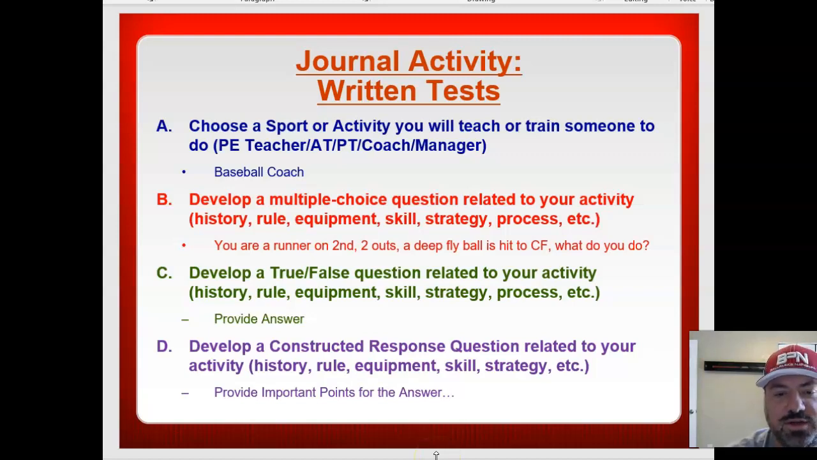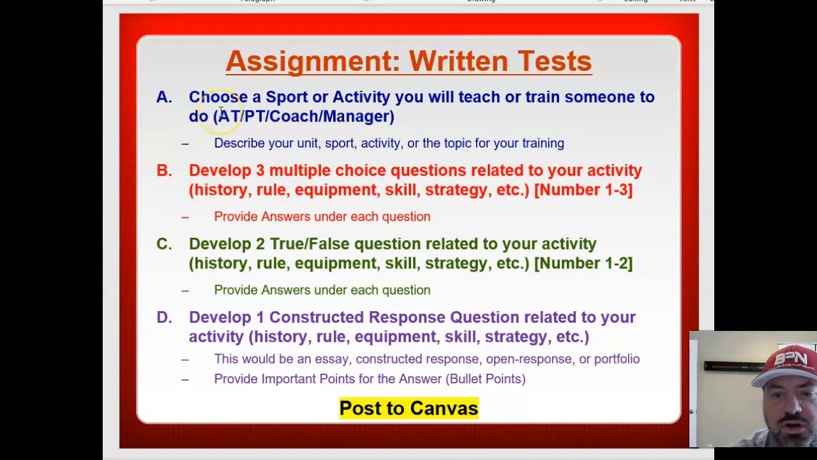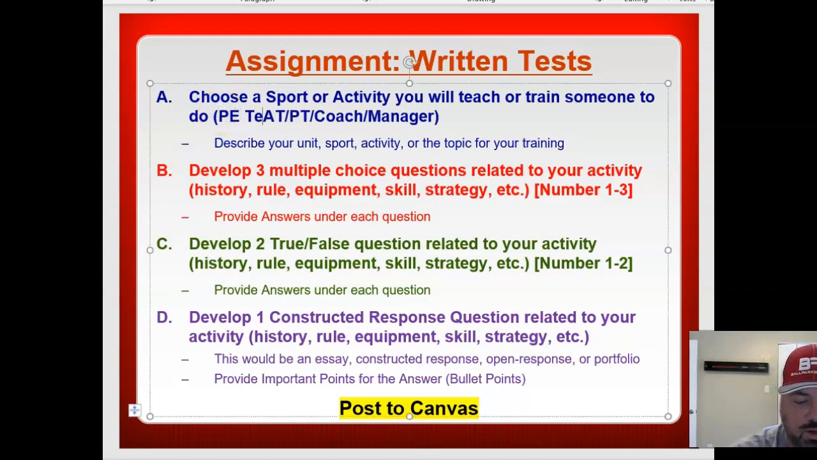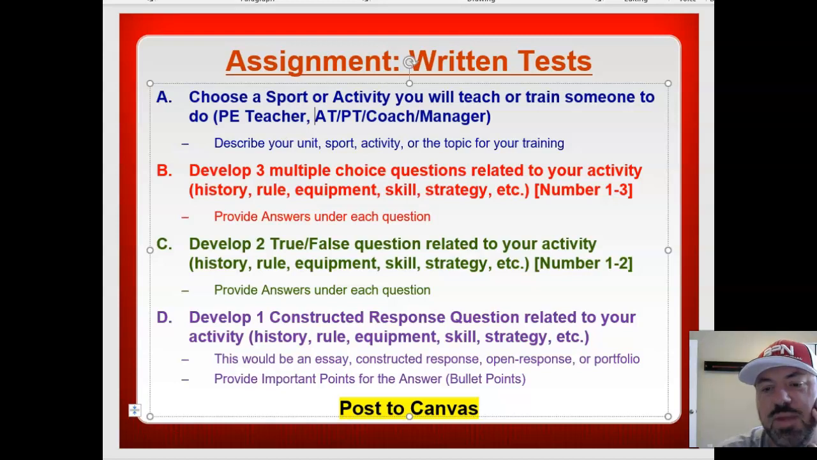But there is an assignment on written test, and it requires you to do the same A, B, and D, but you might do multiple ones. So on your assignment written test, we will post this on Canvas. Write down A, and then choose if you want to be a PE teacher, athletic trainer, physical therapist, coach, manager, something along the wellness career. Give me your career field. And describe your unit, sport, activity, or the topic for your training session that you are going to assess through some kind of written test. So that could be a couple of sentences, 1 to 2 sentences.